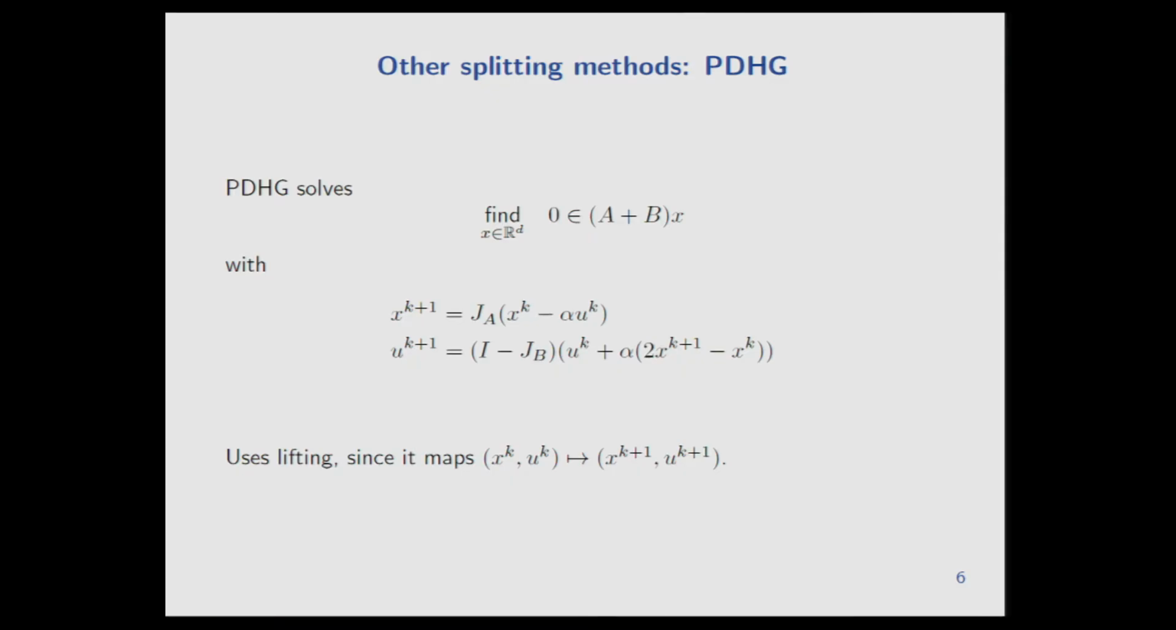Here's PDHG, also known as Chambolle-Pock. Again, this solves the same monotone inclusion problem as DRS, and this is the iteration. Now, the thing about this method is that it uses lifting, because the fixed point mapping maps from R^2d to R^2d. That's a consequence of going to a primal-dual formulation. Again, there's nothing wrong with that, but this is an arbitrary rule that I'm going to set for the purpose of this analysis.